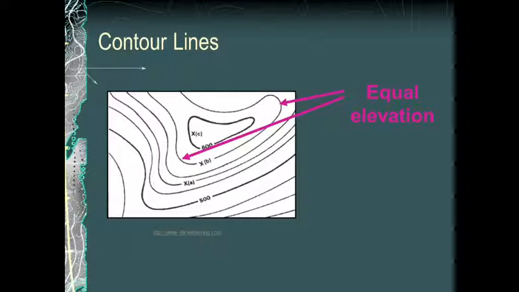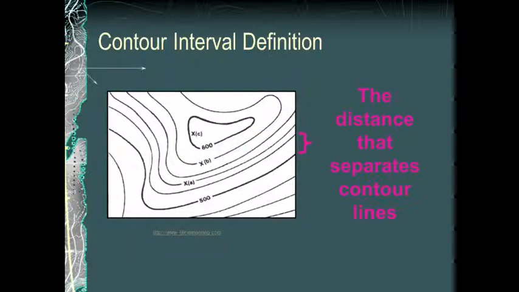Now contour lines, like I told you just a second ago, they show you equal elevation. So on this example, we have two different sides of the same line and they're at the same elevation. So our definition of a contour interval is the distance that separates contour lines. A lot of times on a topographic map, it will tell you the contour interval at the bottom. All right, so everyone should have that definition, contour interval, the distance that separates contour lines.